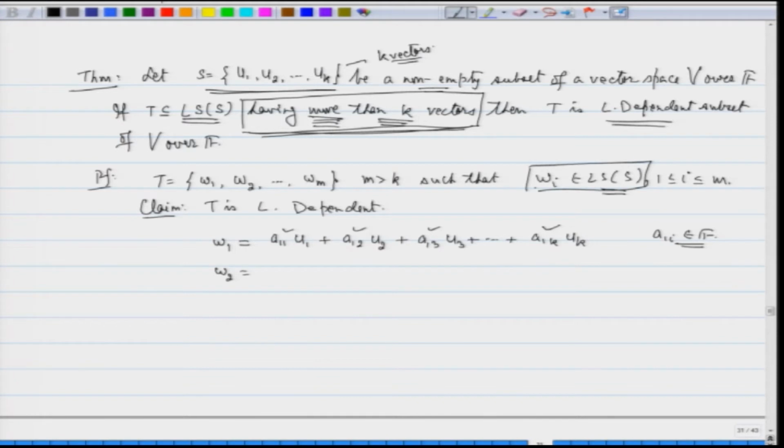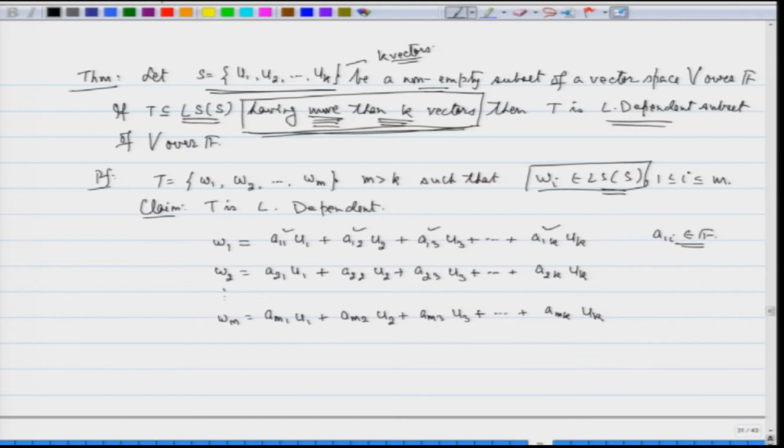Fine. Similarly, for w2, I can find another set of scalars, or maybe the same set of scalars, I do not know, because I am not saying that S is linearly independent. I have got something like a21 u1 plus a22 u2 plus a23 u3 plus a2k uk, I can write it like this. Similarly, I can go till wm and write it as am1 u1 plus am2 u2 plus am3 u3 plus amk uk. I can write it like this.